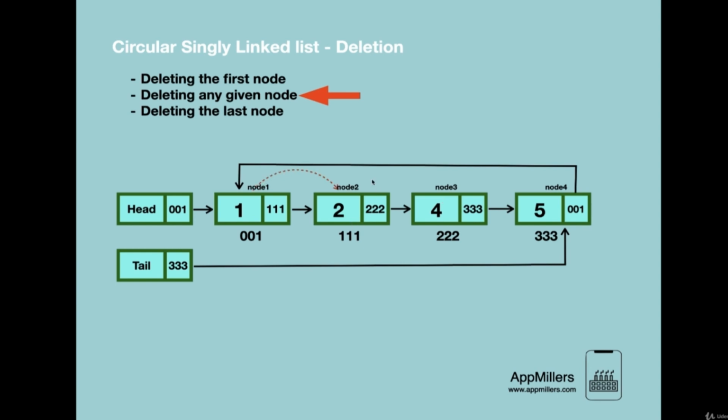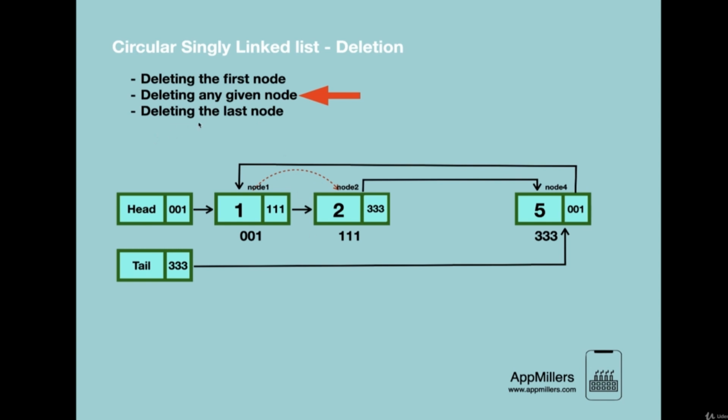So the next step, we need to update node 2's reference to point to node 4. By setting node 2's reference to the physical location of node 4, we are creating a link between them. With this, the link between node 2 and node 3 is deleted, and the link between node 3 and node 4 gets deleted. Now node 3 is eligible for garbage collection. So the garbage collector will come and destroy this node, and with this, deleting of any given node from circular single linked list is complete.